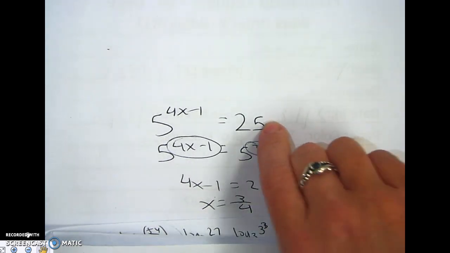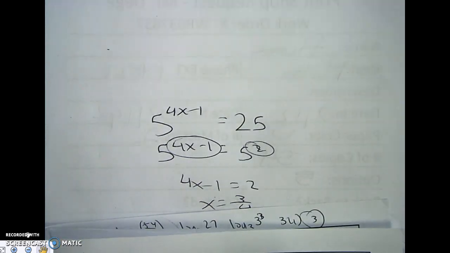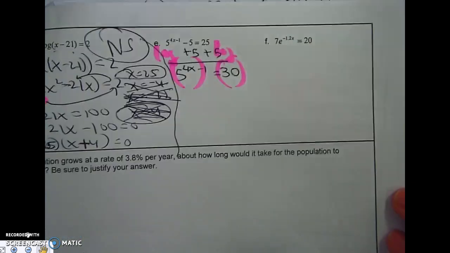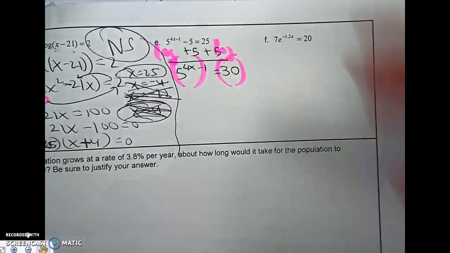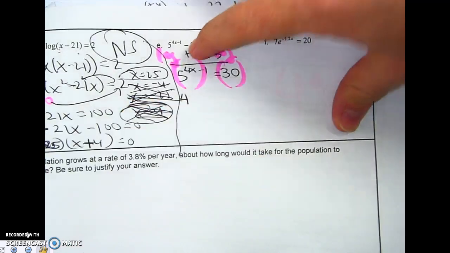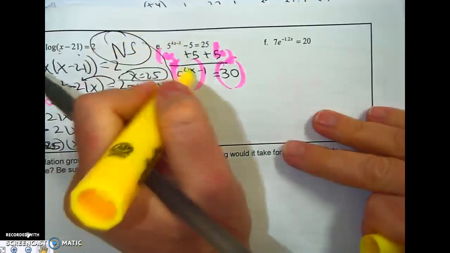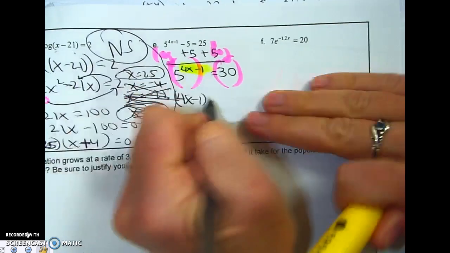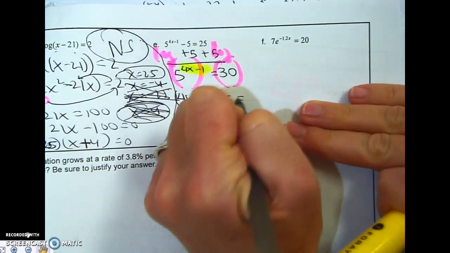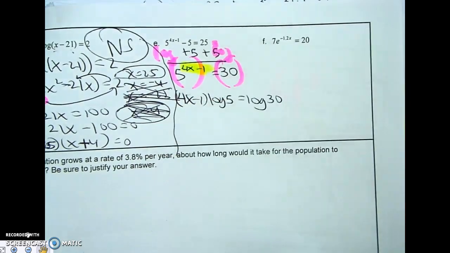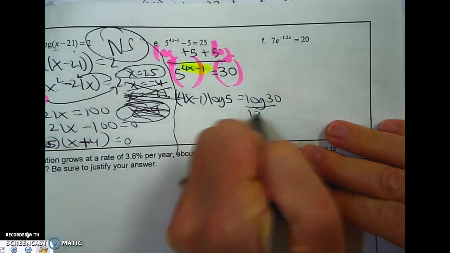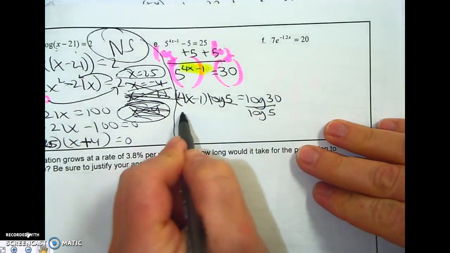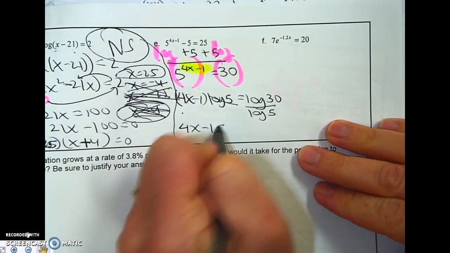So if they can have the same base, you need to do that. I'm not going to be okay with you logging it. But since they can't have the same base, so now I'm going to go little turns big. And don't worry, you'll have more space on your test. Log 5 equals log 30. Divide by log 5. So now I'm left with 4x minus 1 equals.